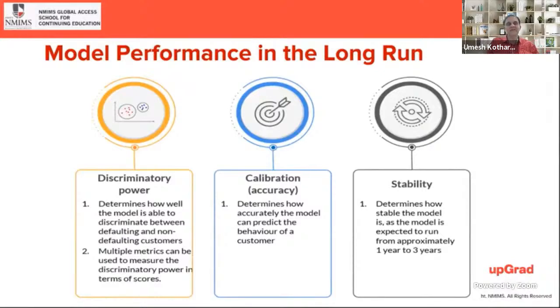Depreciation for any kind of technological asset or furniture or any kind of asset is usually 5 years. The stability of a model nowadays is looking at anywhere between 1 to 3 years, wherein you then look at enhancements that you want to make to the model or additions that you want to make to the model. Okay, so discriminatory power, accuracy or calibration, and stability in terms of ensuring that the model is consistently delivering what it is expected to deliver.